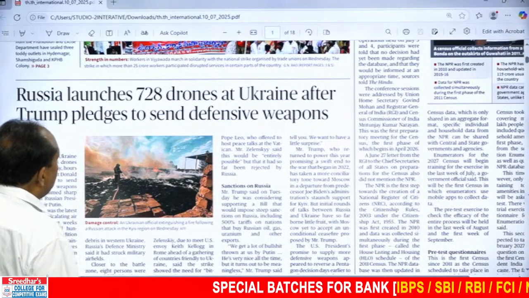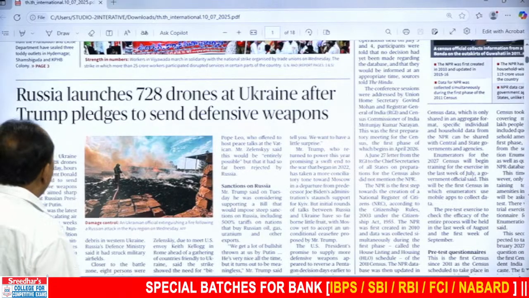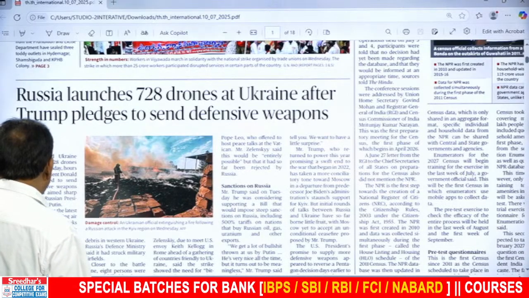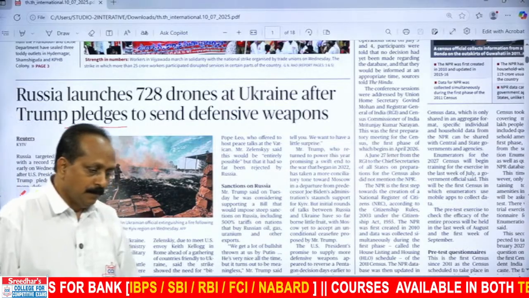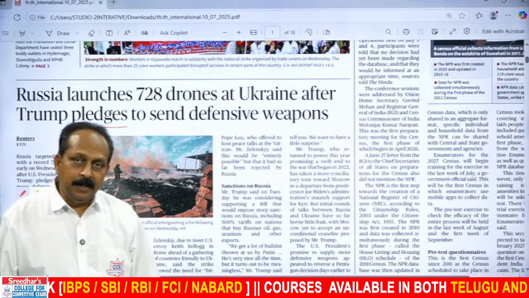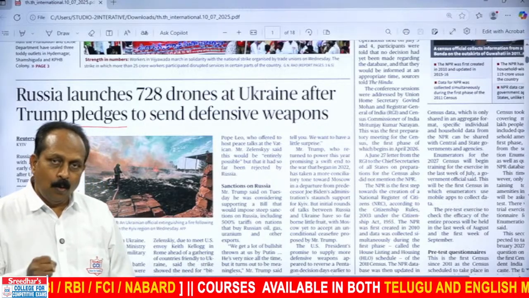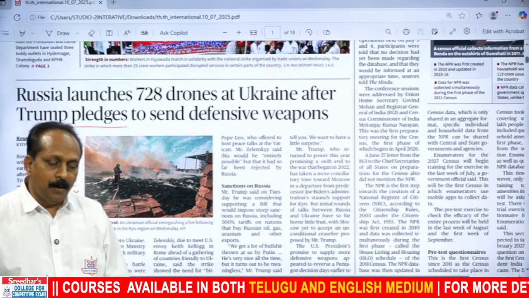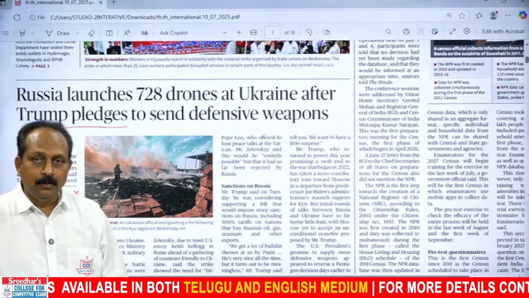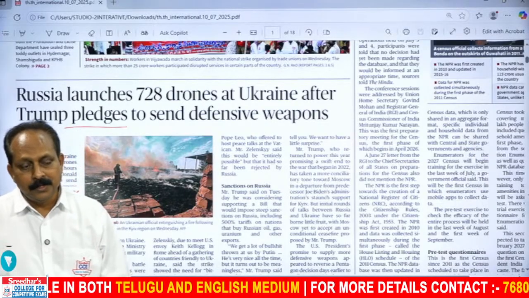Russia launches 728 drones at Ukraine after Trump pledges to send defensive weapons. Pledge has two different meanings. In this context, to take an oath or to take a firm stand. Trump has taken a firm stand to send defensive weapons to Ukraine to attack Russia.